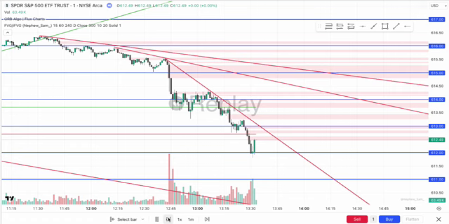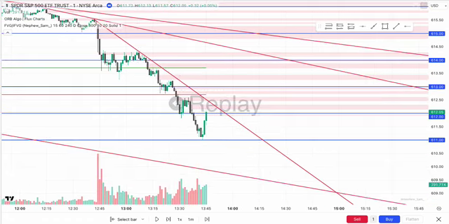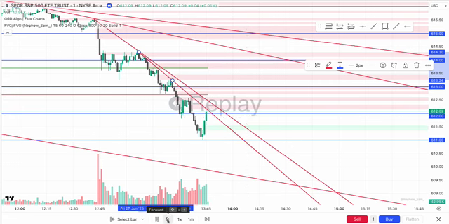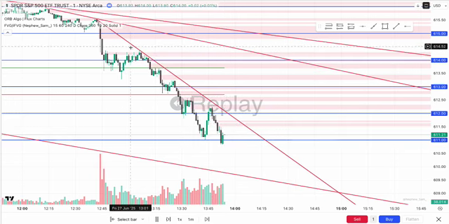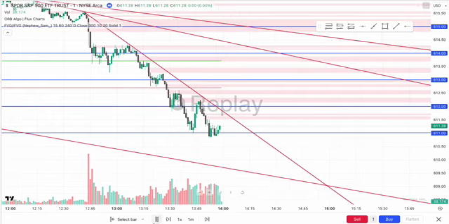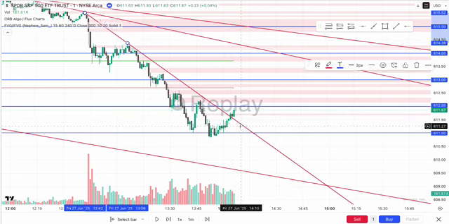Still respecting this line. Okay, and at this point, keep trailing your stop loss. Boom, stopped out right here. Or if you didn't mark that one, you'd still be in the trade based on this line, this line, this line. Boom, stopped out based on this line.